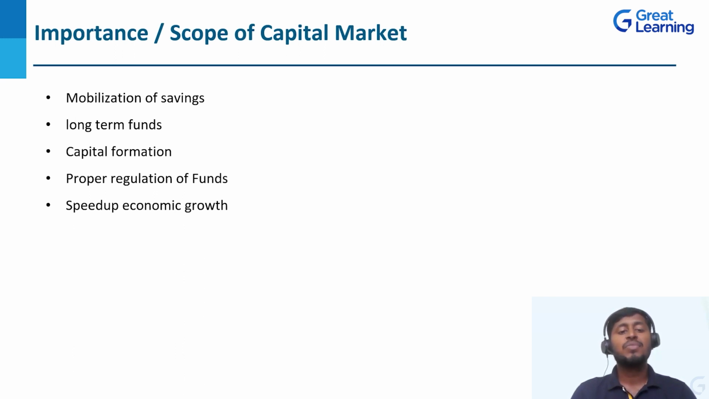And the last one, speed up economic growth. Instead of keeping money in a locker, if you invest in securities or in other companies, that is XYZ, ABC, whatever companies you invest in, they will properly utilize that fund, and use that fund effectively and efficiently.